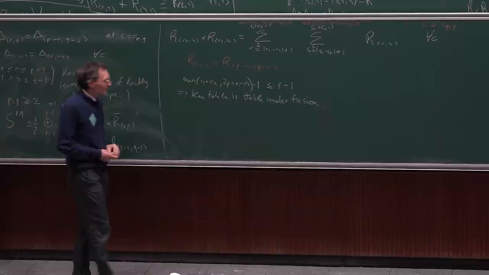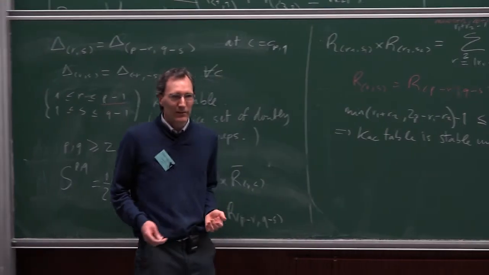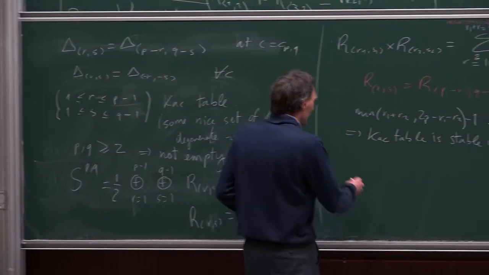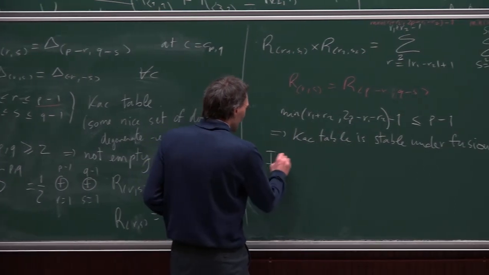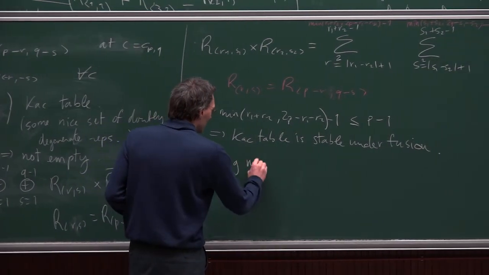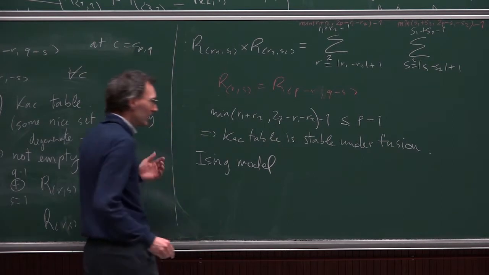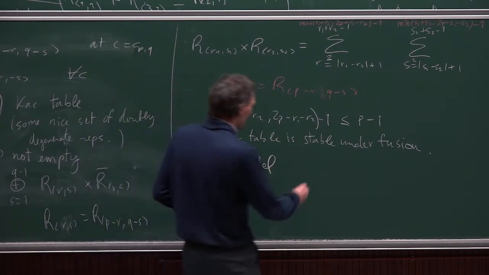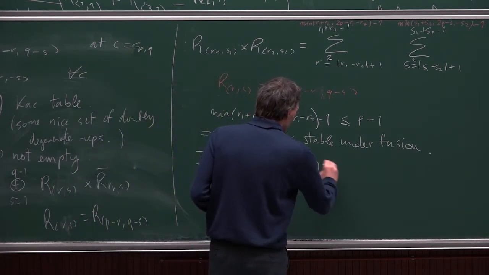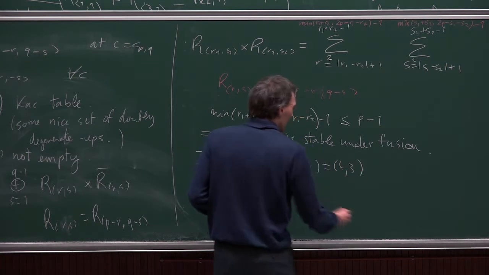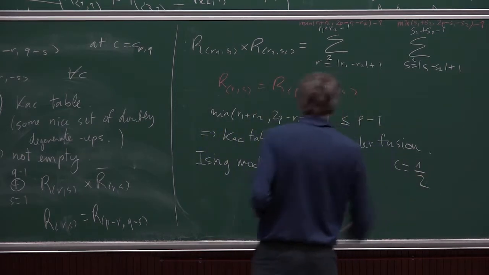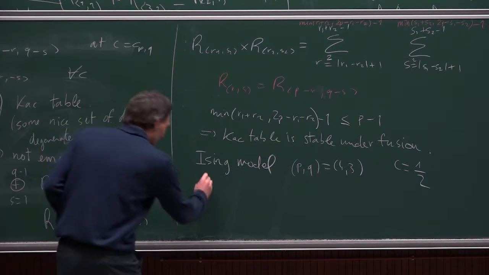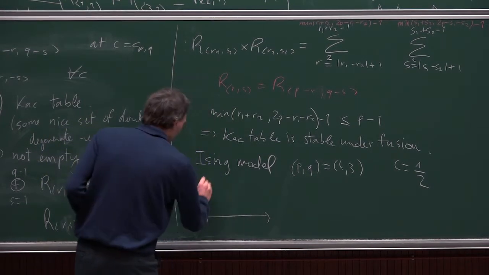So let me give, to conclude, an example of a minimal model. That would be the Ising model, or more specifically, the two-dimensional critical Ising model. That's P, Q equals 4, 3. Central charge is 1/2. And the Kac table, well, let's write it as a table.